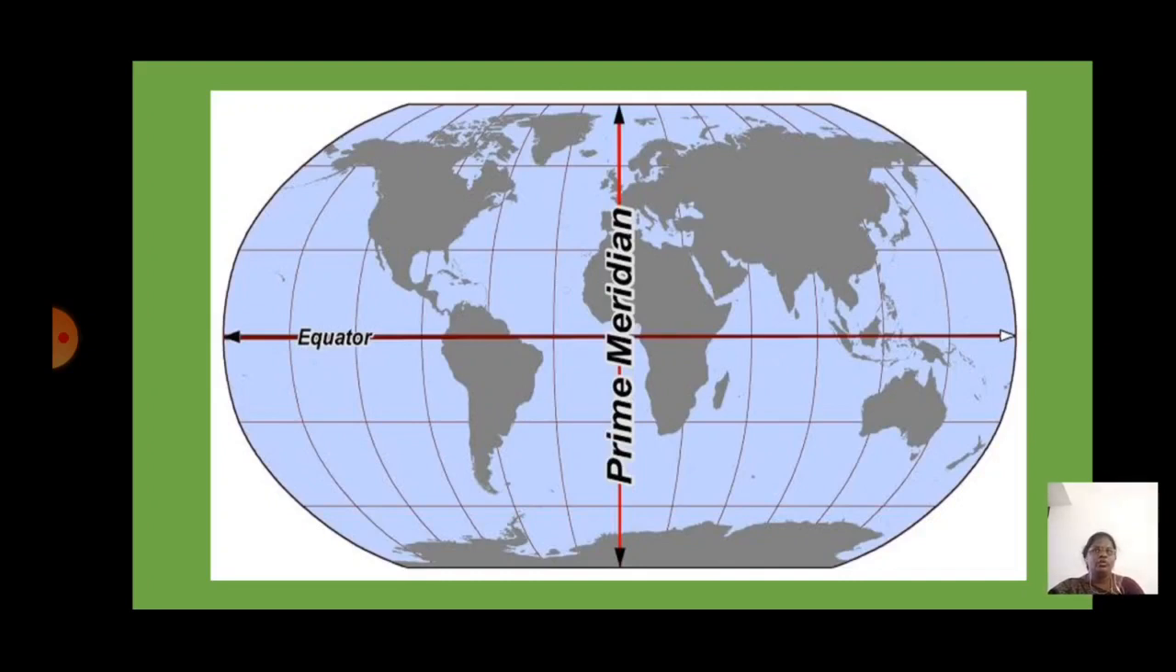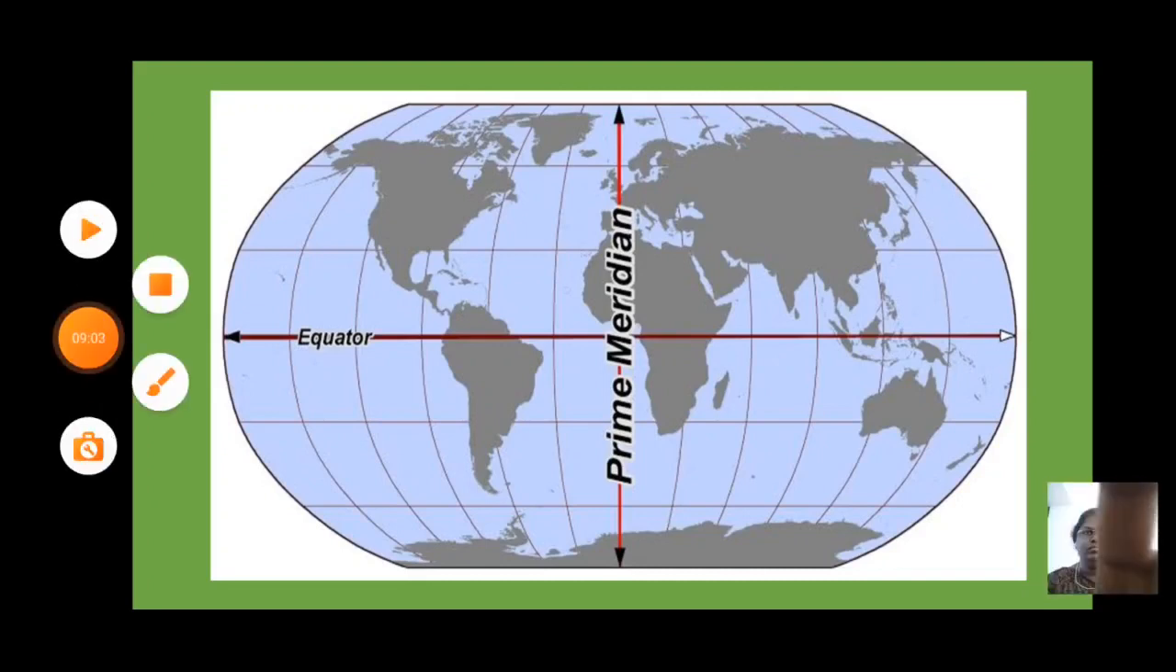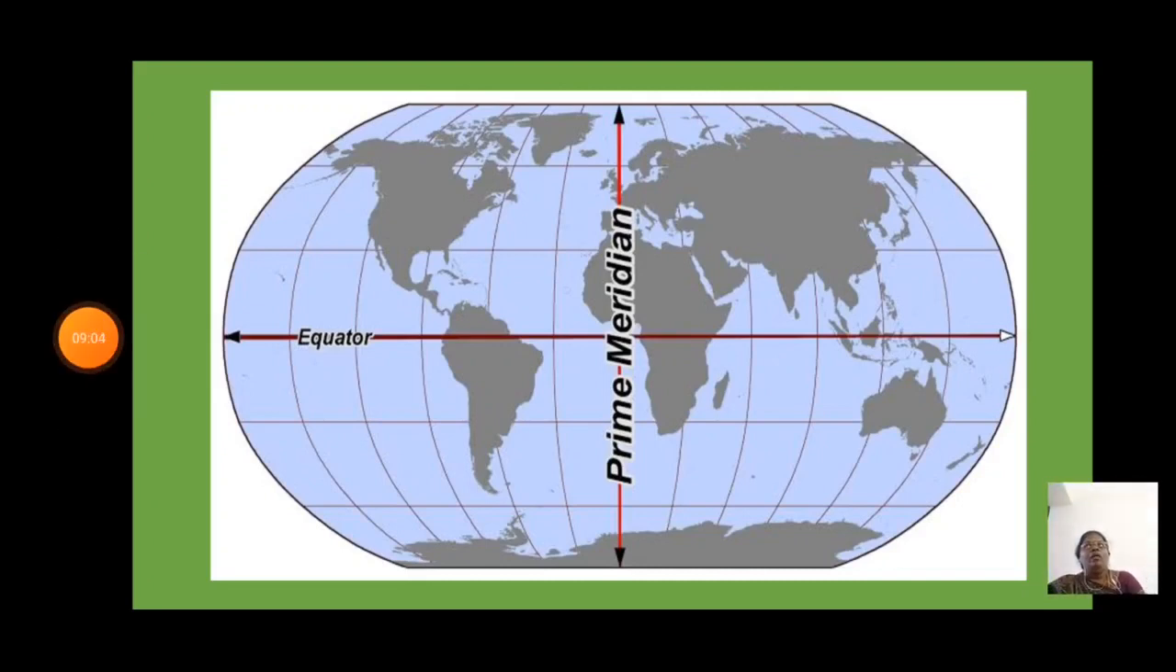According to the International Meridian Conference held in 1884 at Washington DC in USA, all nations agreed on choosing the Greenwich meridian as the international standard meridian. So, this line of longitude is called the prime meridian, and it is also named the Greenwich meridian as it passes through Greenwich.